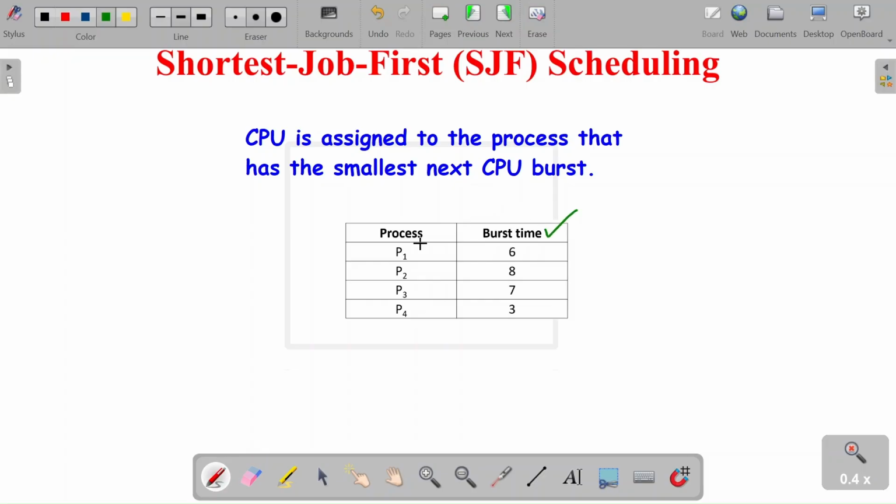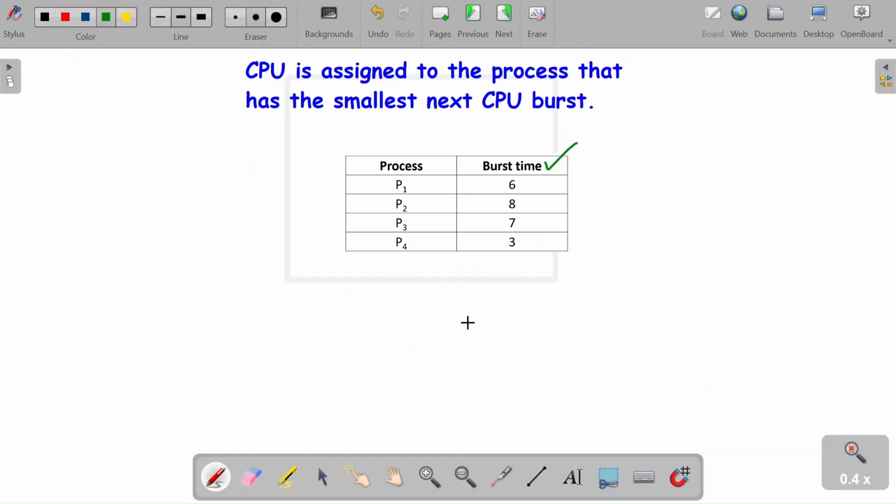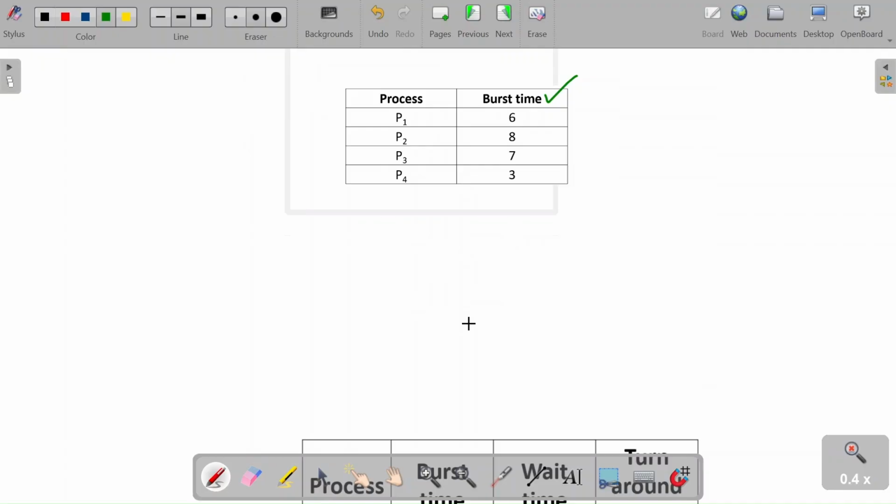Here we have an example where four processes P1, P2, P3, P4 are given with the respective burst times 6, 8, 7, 3. In our problem the arrival time has not been given. If arrival time is not given, we have to assume that all arrived at time 0. Now let's see how to make the Gantt chart for this.